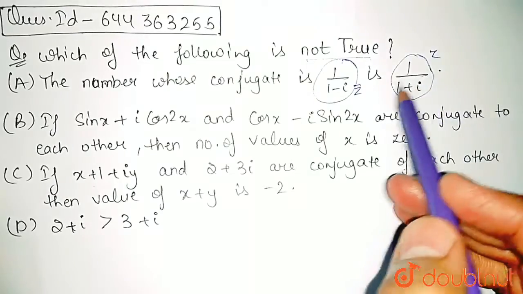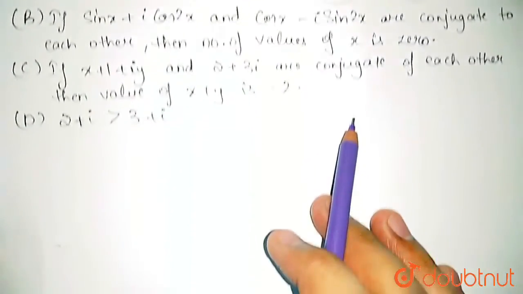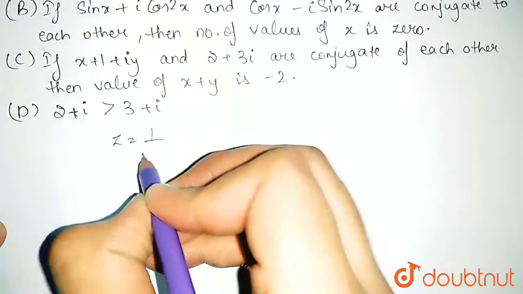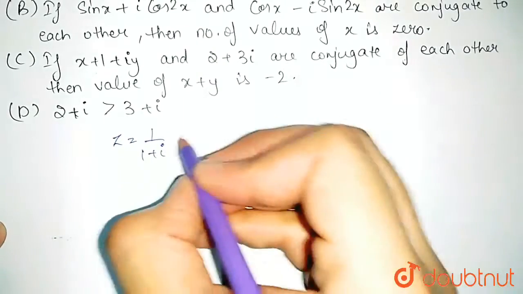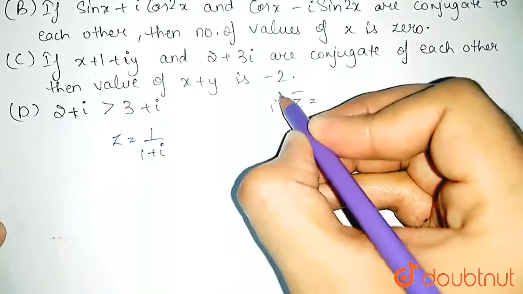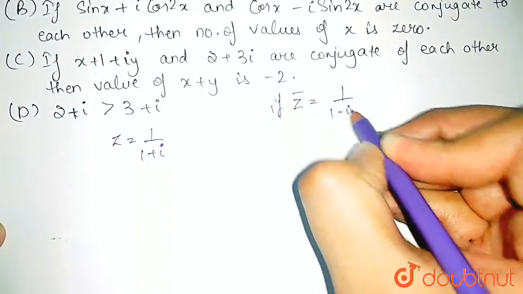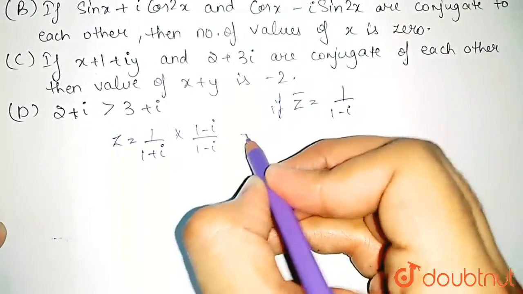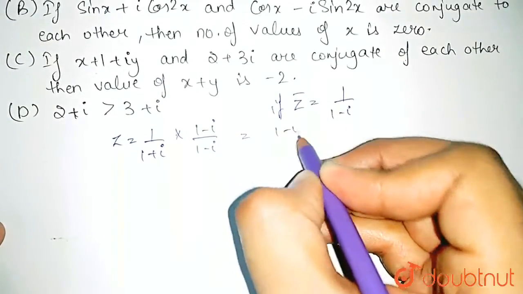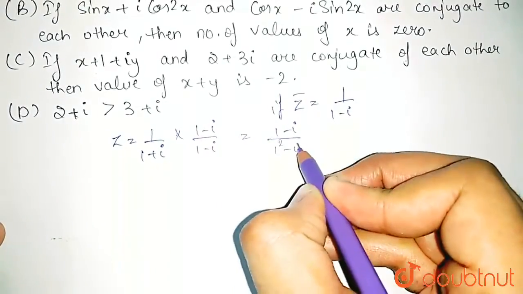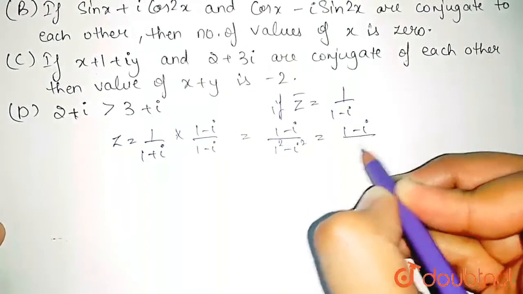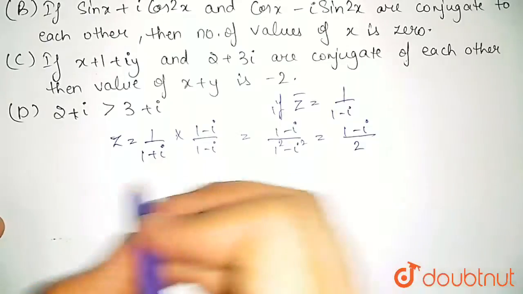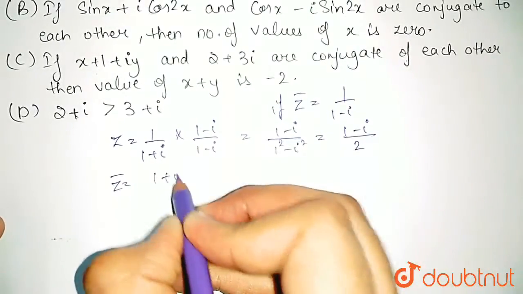So z is equal to 1 upon 1 plus iota, and z bar is 1 upon 1 minus iota. We need to check whether z bar is 1 upon 1 minus iota, where z is 1 upon 1 plus iota. First of all, let us try to get z in standard form. So we are rationalizing this, giving 1 minus iota divided by 1 square minus iota square, which is equal to 1 minus iota upon 2. Now this is z. Z bar would be 1 plus iota divided by 2.